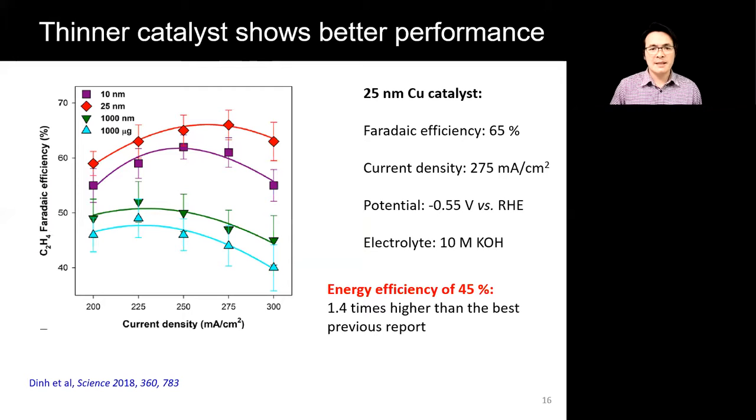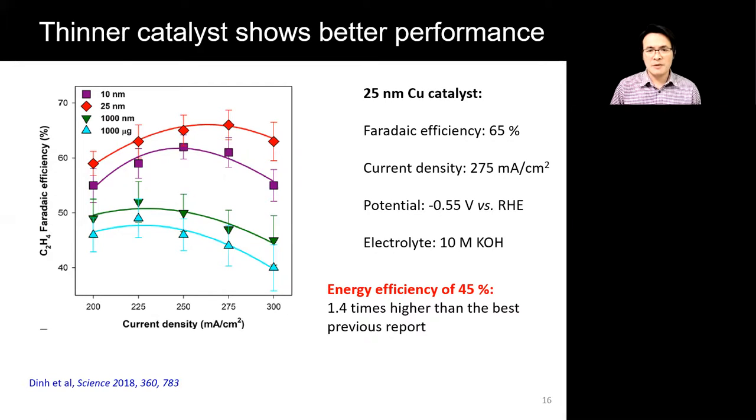By optimizing the catalyst, we observe that the red one here, the copper with 25 nanometer thickness, exhibits the highest selectivity of around 60–65%. And we observe this high selectivity at a very low overpotential of only 0.55 volt, which is the lowest we have observed for CO2 reduction to ethylene. And we observe it at a pretty good current density of 275 milliamps per square centimeter.